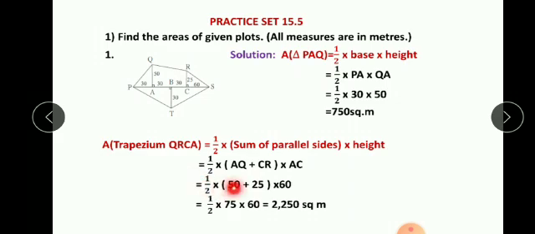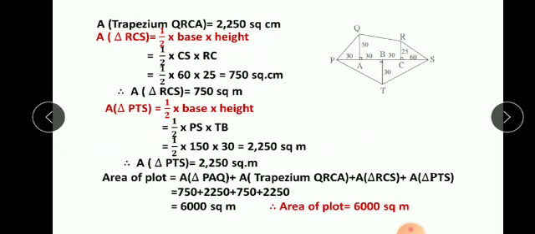Now substitute the values for AQ, CR and AC. So half into 50 plus 25 into 60. AC is 60. Now half into 50 plus 25, which is 75, into 60. So let us cancel 60 with 2: 2 ones are 2 and 2 30s are 60. So 75 into 30 is 2250 square meter. So in this way we have found the area of trapezium QRCA as 2250 square meter. Yes, it is meter, it is not centimeter, so write down meter here.